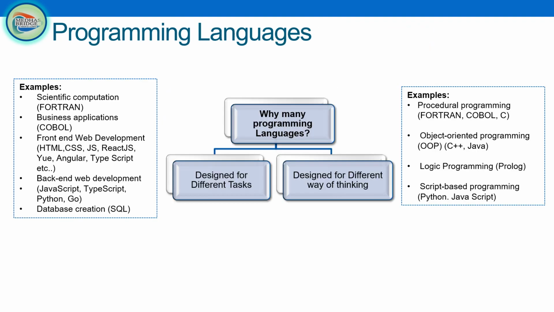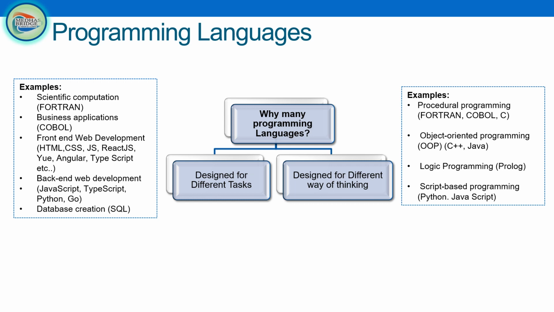Okay, why are there so many programming languages? Programming languages are either designed for different tasks or they're designed for different ways of thinking. Let's take Fortran. Fortran is used for scientific computation. COBOL is used for business applications. Stuff like HTML, CSS, JS, they're used for front-end web development. Python, JavaScript, and TypeScript are used for back-end web development. And SQL is used for database creation.